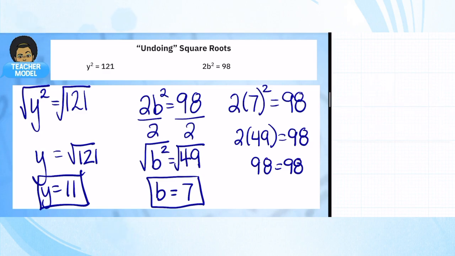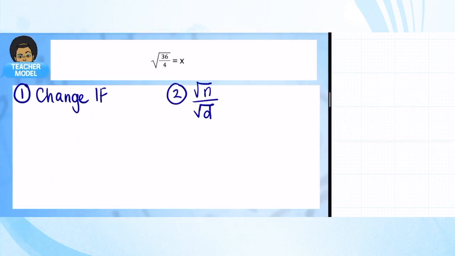Let's try one more. And in this one, we have a number that looks like a fraction. There are 2 ways we're going to go about this. 2 different methods. I like one more than the other, but I think you really should know both, because you're going to do a lot of work with radicals in the future.